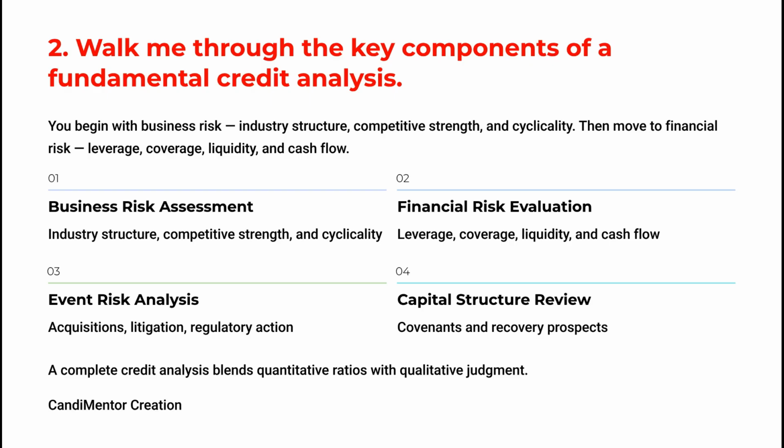Walk me through the key components of a fundamental credit analysis. You begin with business risk, industry structure, competitive strength, and cyclicality. Then move to financial risk, leverage, coverage, liquidity, and cash flow. Next, assess event risk, acquisitions, litigation, regulatory action. Finally, evaluate capital structure, covenants, and recovery prospects. A complete credit analysis blends quantitative ratios with qualitative judgment.